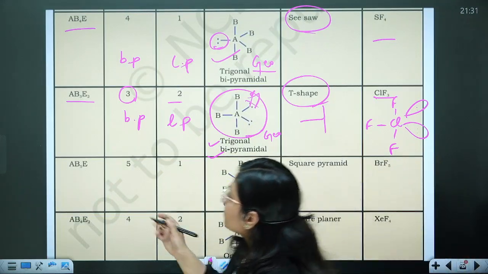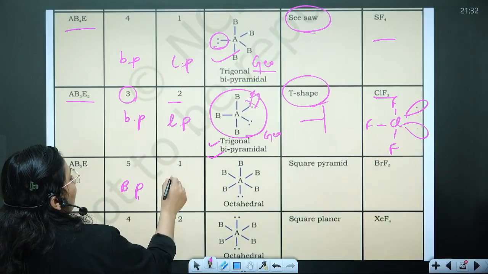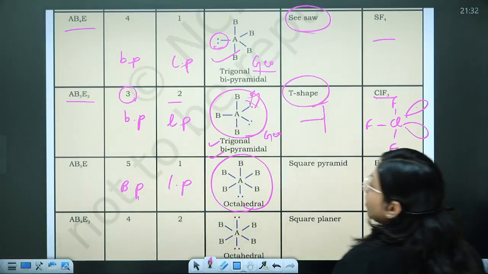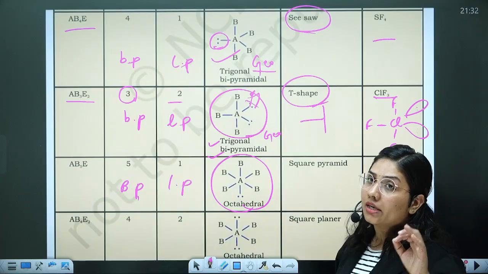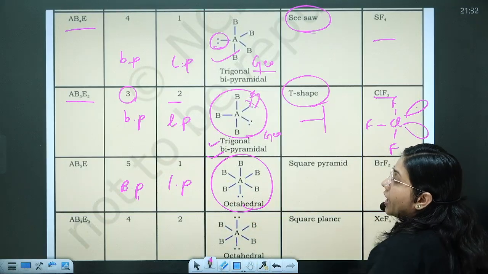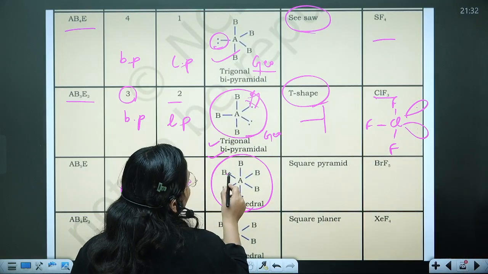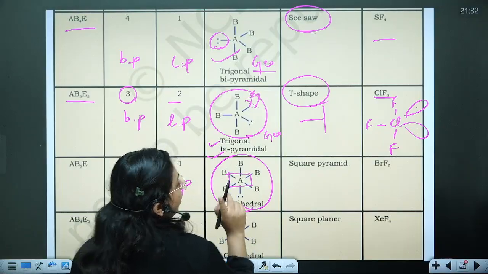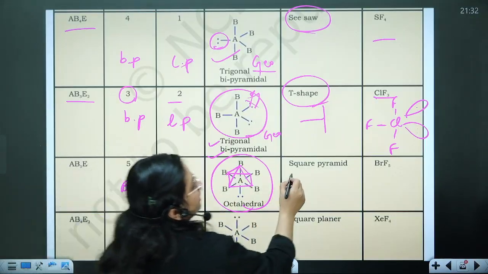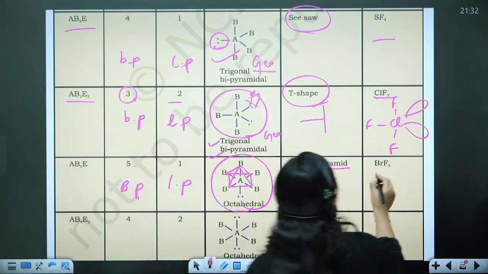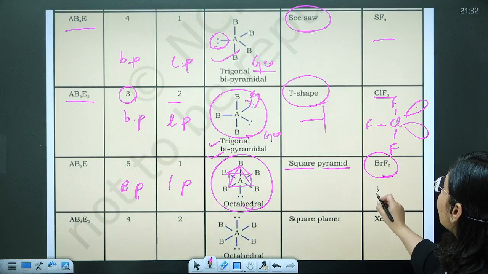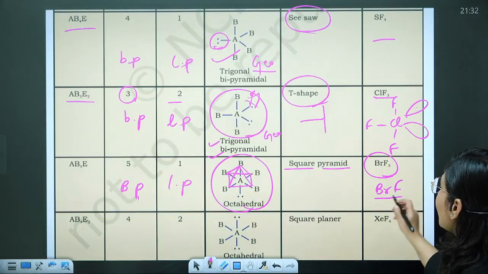After that, next: 5 bond pairs, 1 lone pair. It will be arranged like this. Here also the geometry, the arrangement, is octahedral, but when you cover the lone pair, what you will be able to see is a square, but not bipyramidal, only one pyramid, that's why square pyramid. This kind of shape is shown by BrF5.